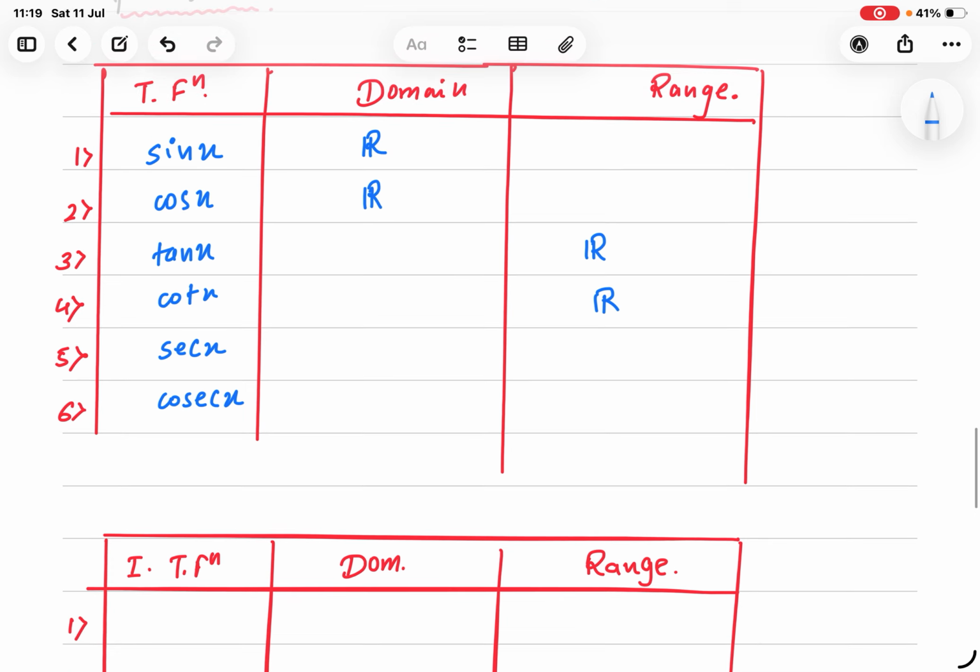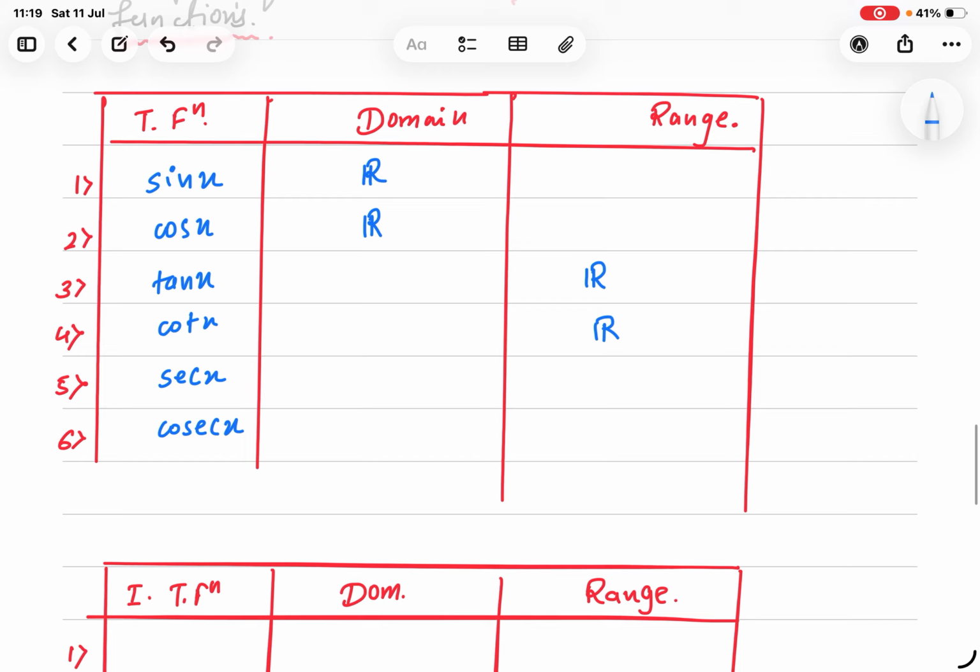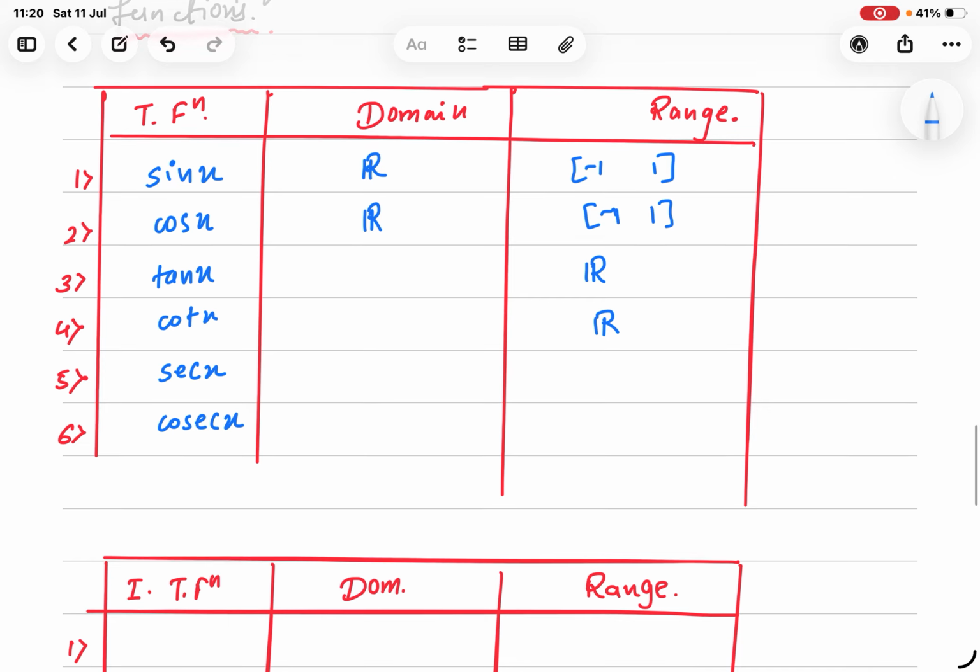And now the domain of sec x and cosec x. And what about the range of sin x? Minus 1 to 1, minus 1 to 1. These are the range of sin and cos. And tan x is not defined at 90, it means not defined at odd multiples of 90. This is the tan x domain.